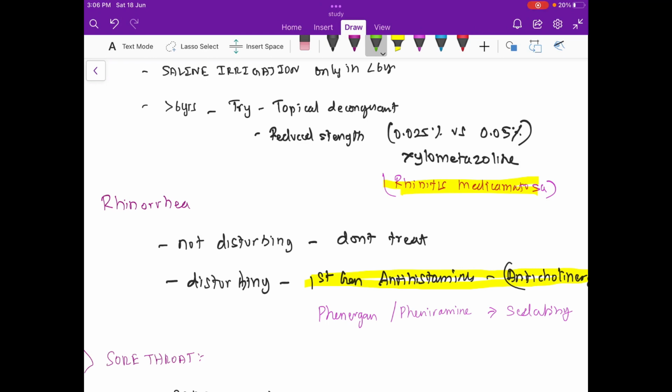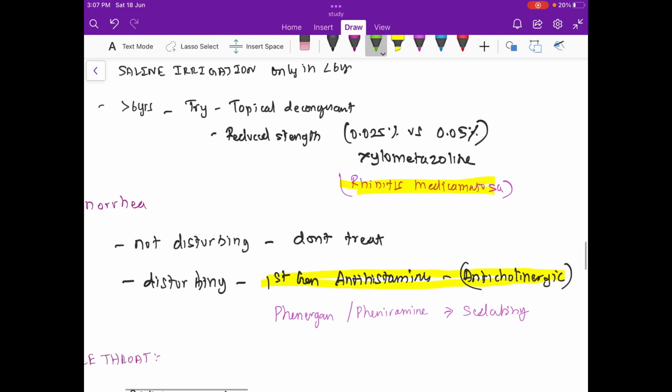Or if the rhinorrhea is too bothersome for the child, it can be treated by using first generation antihistaminics. The first generation antihistaminics and second generation antihistaminics are two different types. The first generation antihistaminics usually have an anticholinergic property. It does not help by its antihistaminic property, it acts by its anticholinergic property, so that it decreases the secretion in the nasal cavity. Examples of first generation antihistaminics are promethazine, whose trade name is Phenergan, and pheniramine. The side effect of these first generation antihistaminics is the sedating effect.